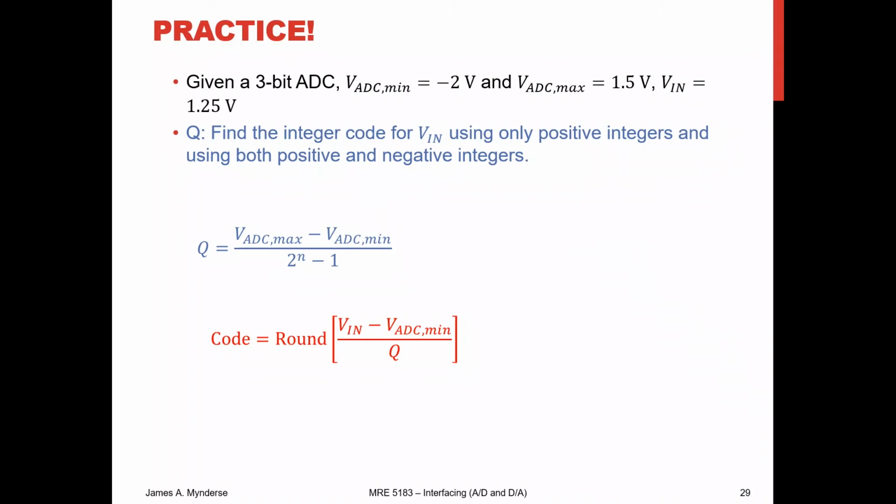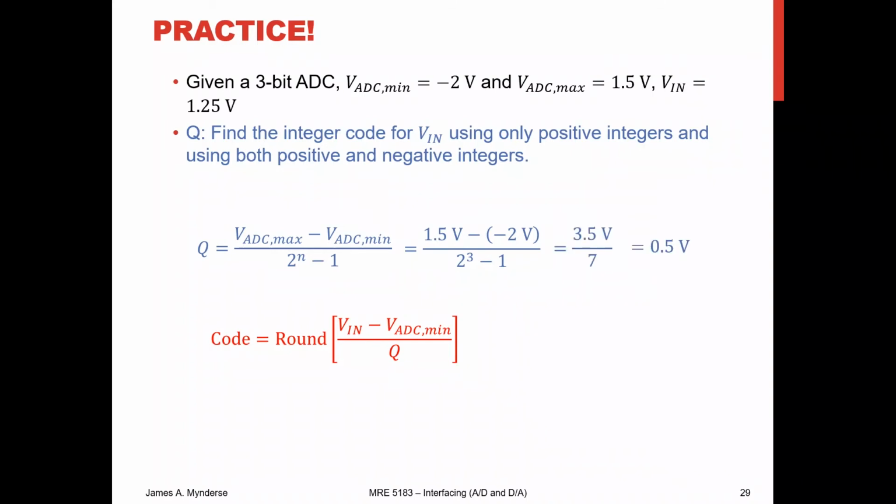So here's a real simple example. If we've got a 3-bit ADC, it's not a good ADC, it's an easy one for an example. We've got a minimum voltage of -2, a maximum voltage of 1.5, and then an input voltage of 1.25. Figure out what the appropriate code is going to be if you use only unipolar or you use bipolar codes. So you can work through the math, pause the video, work through the math. And what you should get is that Q is half a volt.